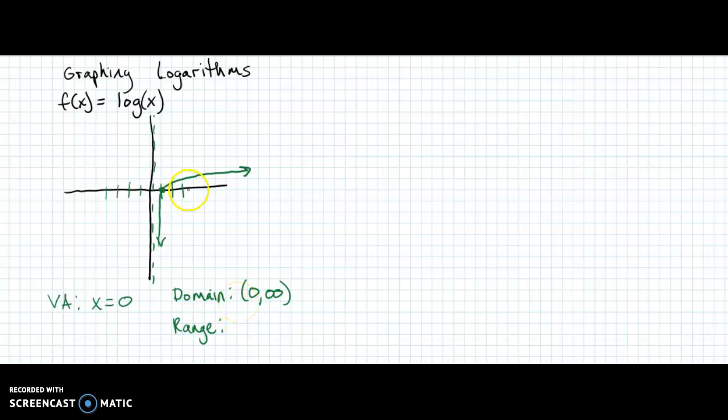As you graph these on your calculator, they look like they kind of level off, but they do continue to increase, just slowly. So the range would be from negative infinity to infinity. Okay, let's call that number 1 and number 2. Let's shift these around a little bit.